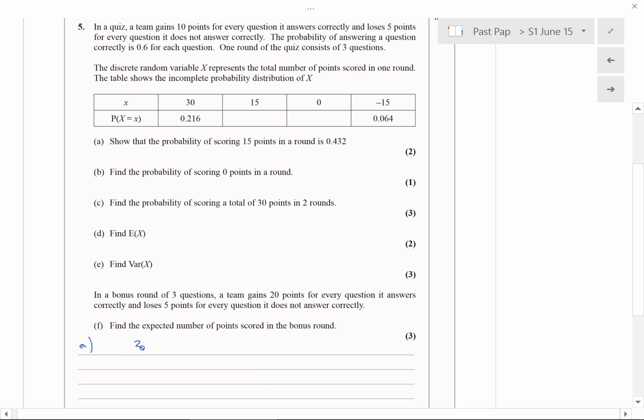So it's 3 times the probability of answering a question correctly, which is 0.6, squared, times 0.4. It's a very simple binomial case, by the way, but that's actually an S2 topic. Anyway, that's the answer because it's correct twice and incorrect once, and we times by 3. So that equals 0.432.